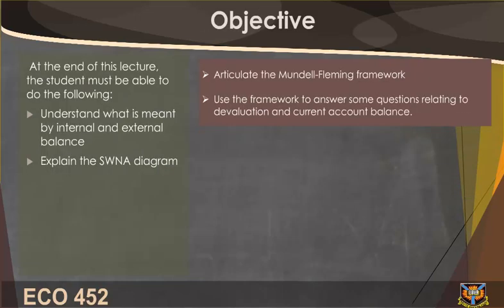Objective. At the end of this lecture, the student must be able to do the following: understand what is meant by internal and external balance, explain the Swan diagram, articulate the Mundell-Fleming framework, and use the framework to answer some questions relating to devaluation and current account balance.